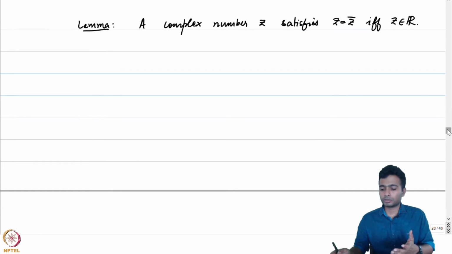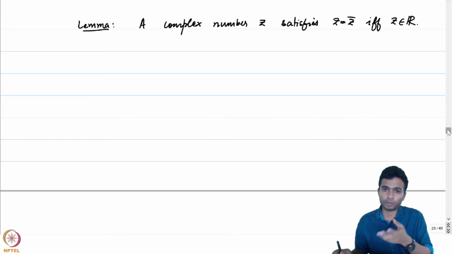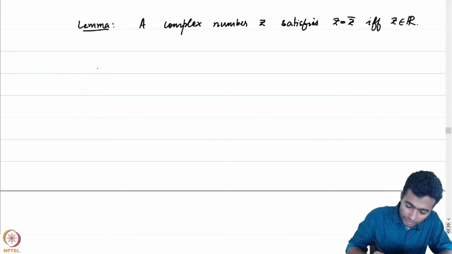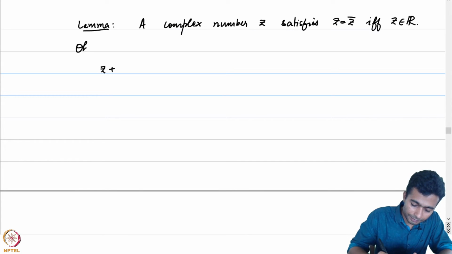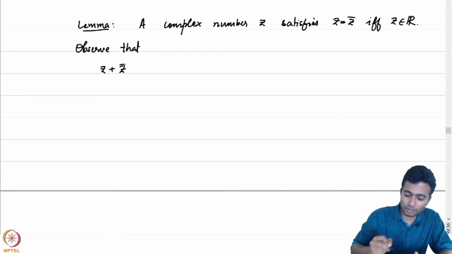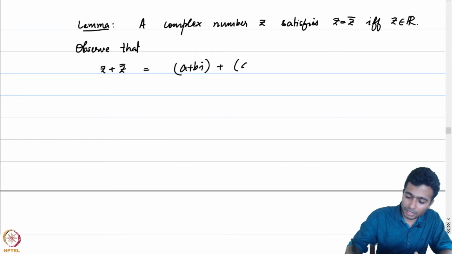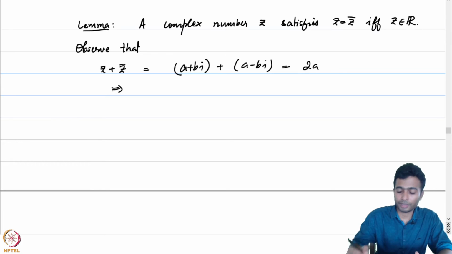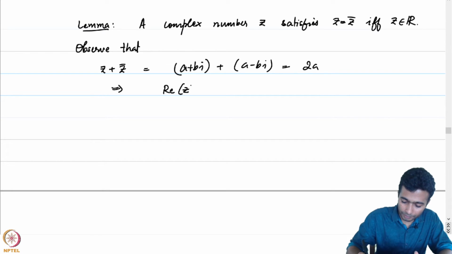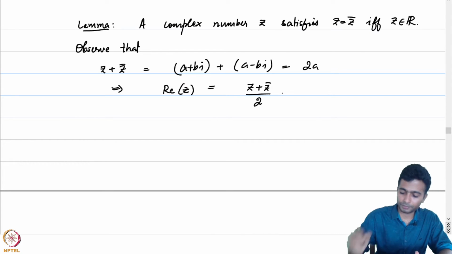We could actually use the conjugate of a complex number along with the complex number to compute both the real and imaginary part. So notice that if you look at z plus z bar, observe that z plus z bar is just going to be equal to a plus bi plus a minus bi, which is equal to 2 times a. And therefore, you can say that the real part of z is equal to z plus z bar by 2.